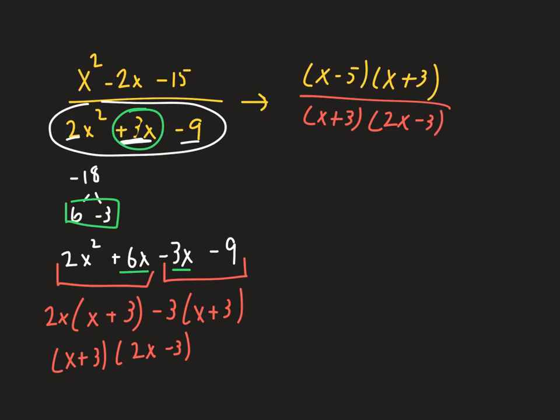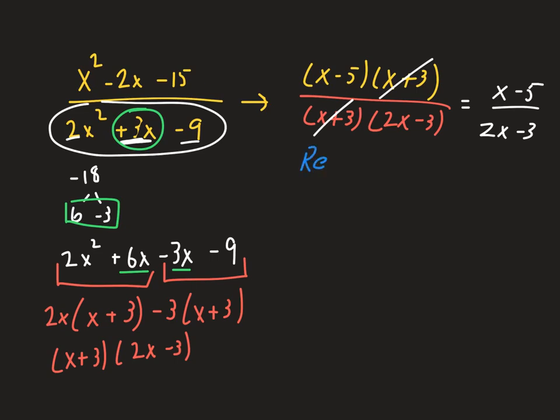And it does look like something's going to cancel. So they each had a factor of x plus 3. So our final simplified version, which is what it said to write, would be x minus 5 over 2x minus 3. But again, the restrictions do need to come from before we canceled.